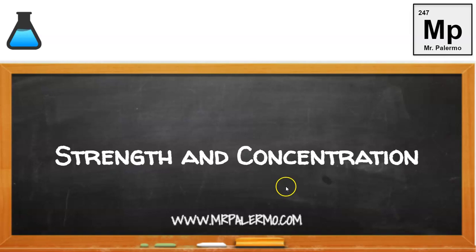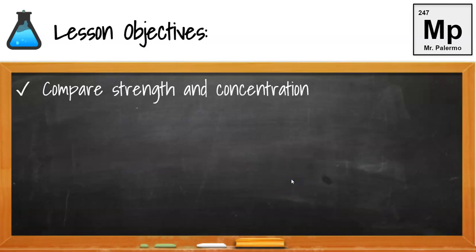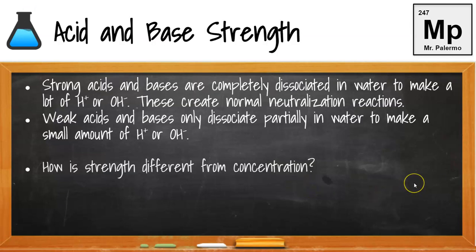In this lesson, we're investigating strength and concentration. Our lesson objectives compare the strength and concentration of acids and bases. When we talk about the strength of an acid or base, strong acids and bases will completely break apart, meaning dissociate in water to make lots of H plus for the acid and OH minus for the base.